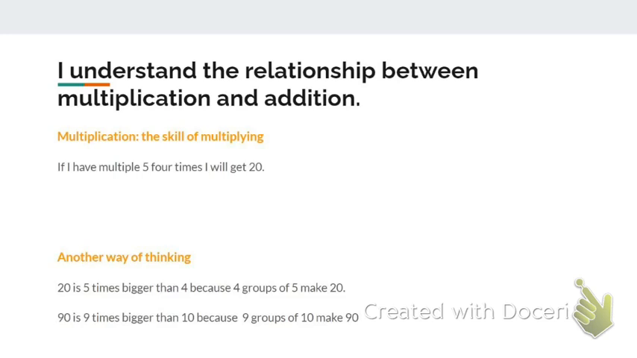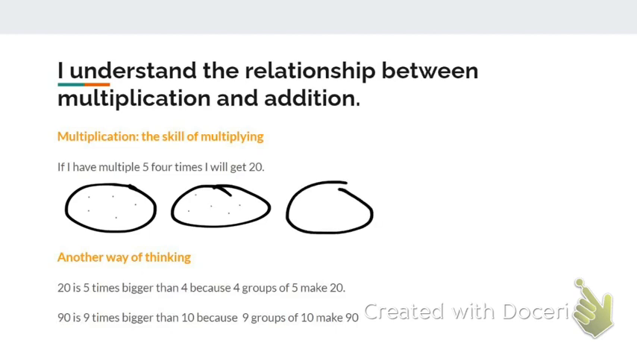Okay? So multiplication is the skill of multiplying. I know that seems really weird, but let's think about it like this. If I multiply 5 4 times, I have 1, 2, 3, 4, 5, and again, 1, 2, 3, 4, 5. I keep multiplying the same thing 4 times, and I am going to get 20. I'll have 20 dots in total, okay? Another way of thinking about this is 20 is 5 times bigger than 4 because 4 groups of 5 make 20, okay?